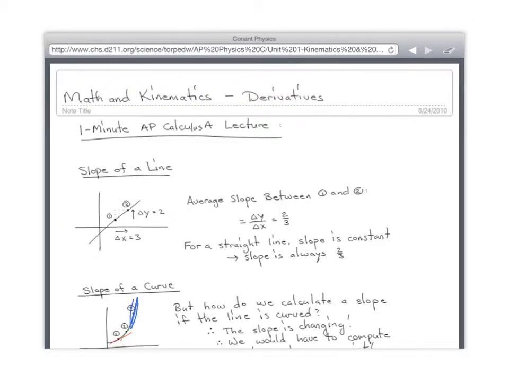Oops, didn't mean to draw on there. Let's see if I can undo. I just hit it. It didn't do anything. Oh well. Oh, there you go. Alright.